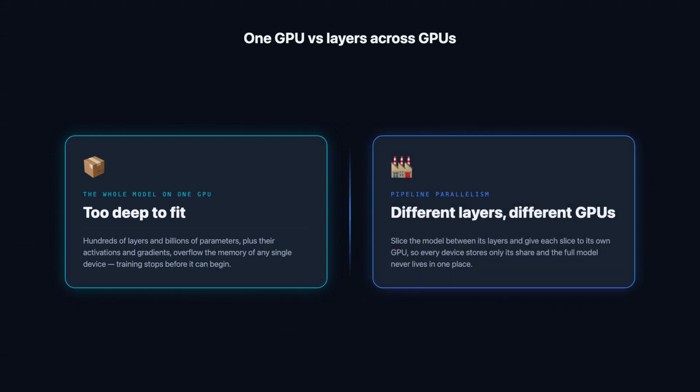This approach takes a different route. It slices the model between its layers and hands each slice to a separate GPU. The first device holds the opening layers, the next holds the following group, and so on down the chain. So every GPU stores only its own share of the network, and the full model never has to live in one place. This between-layer split is exactly what sets it apart from tensor parallelism, which instead divides the math inside a single layer.